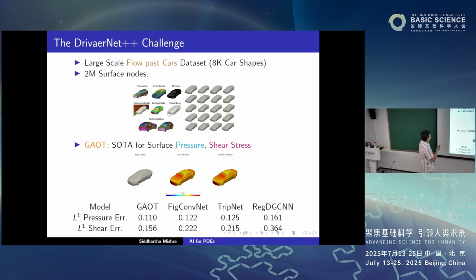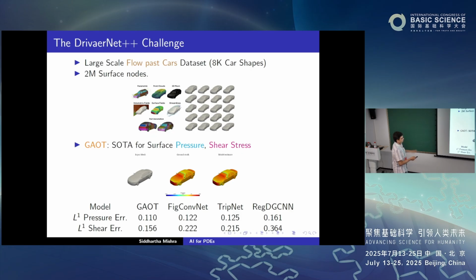It's called DrivAerNet++. So what the people at MIT did is that they took 8,000 different car shapes, passenger cars, not race cars, 8,000 different car shapes, and then they did some RANS simulations, and they computed surface pressure, stress, and so on and so forth. And the task is, take this, make a machine learning model work on it, and then test it for new car shapes so that you get reasonable error.